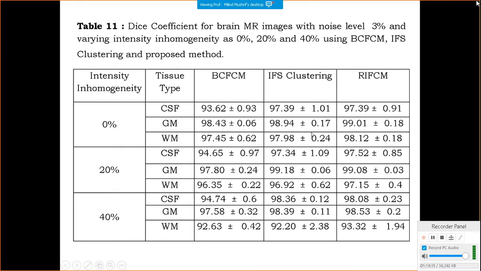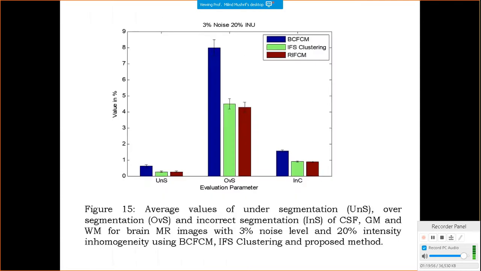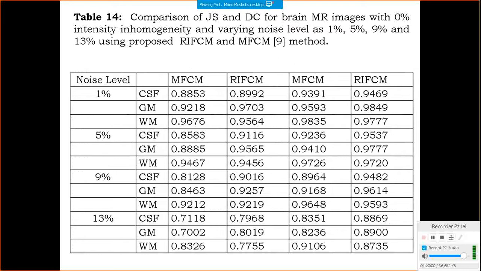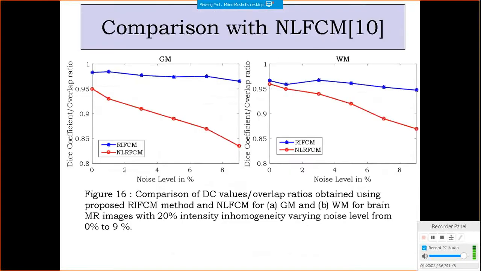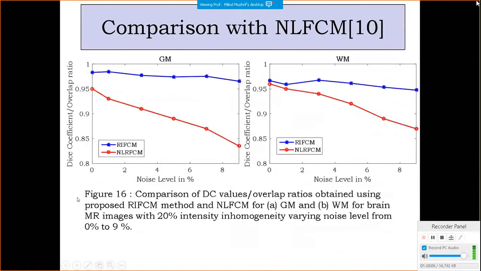Then dice coefficients are calculated for BCFCM, IFS clustering, and RIFCM. So these are the results. Confusion tables are given, and then under segmentation, over segmentation, and incorrect segmentations are evaluated.